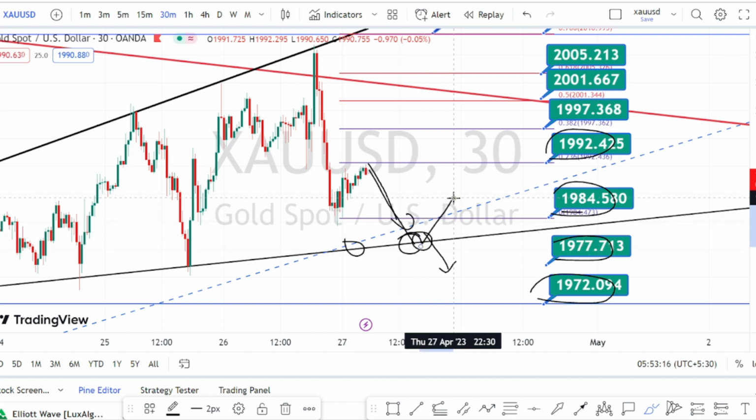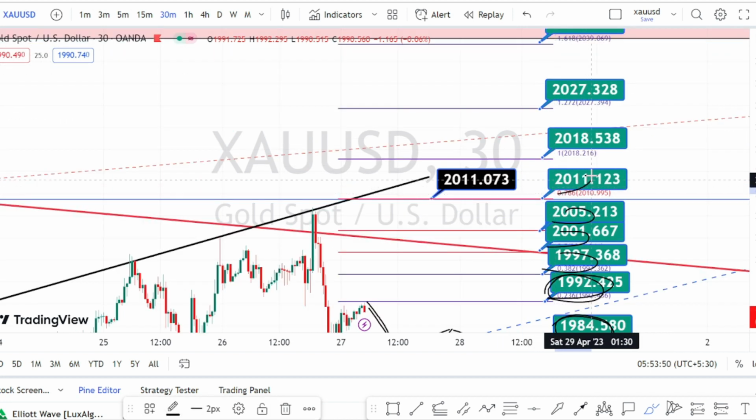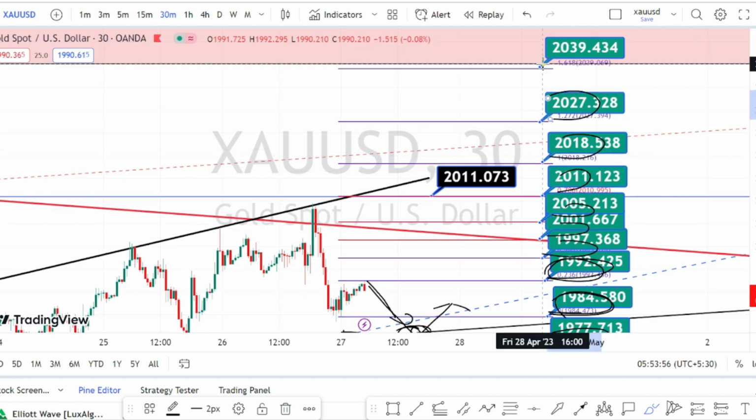And on the bullish side, if the price action takes support on the bullish channel pattern support line and bounces back on the bullish side retracement, next level of resistance is going to be around 1984, 1992, 1997, 2000, 2005, 2011, 2018, 2027 and 2039 or 40.